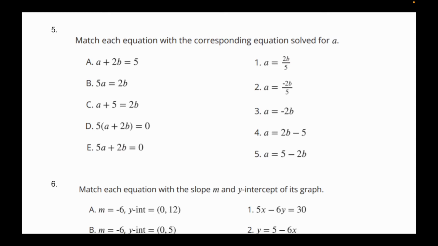So number 5 here, we have matching each equation with the corresponding equation solved for A. So like, how would I undo each of those things to solve it and get A by itself?